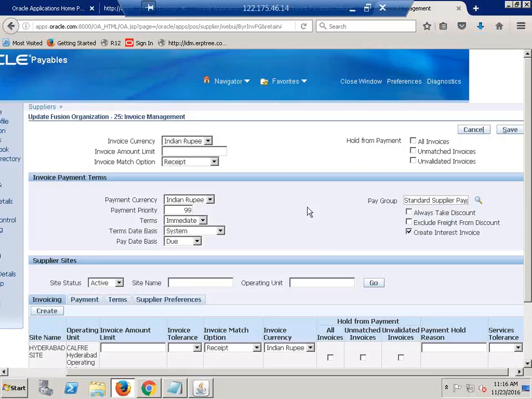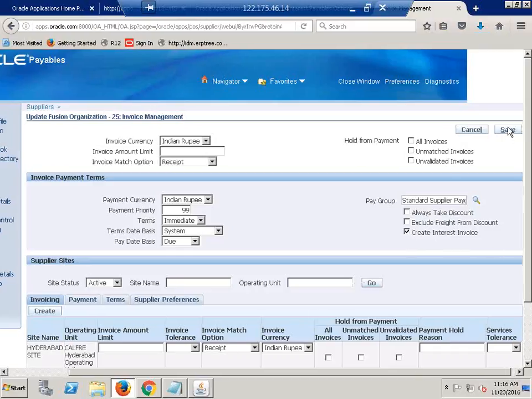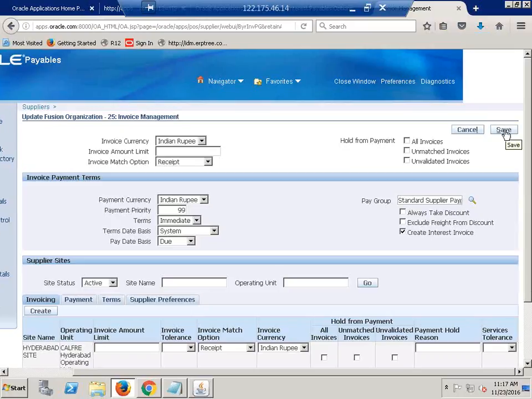The supplier is the same for any site. Normally, a supplier of that kind will charge interest, so definitely it's applicable for all. Then enable create interest invoice and save it.